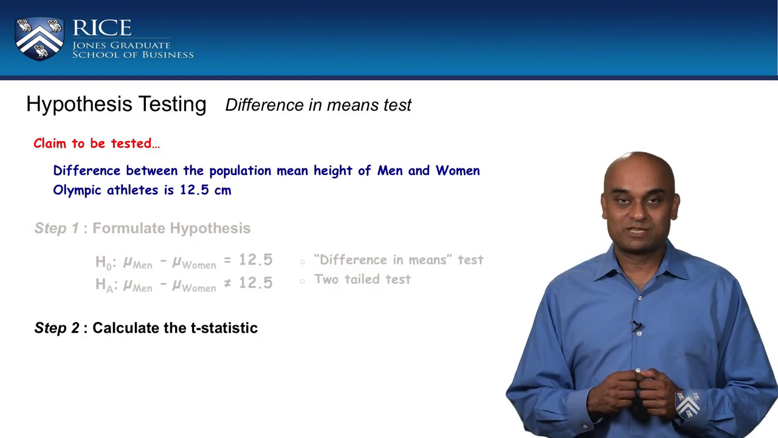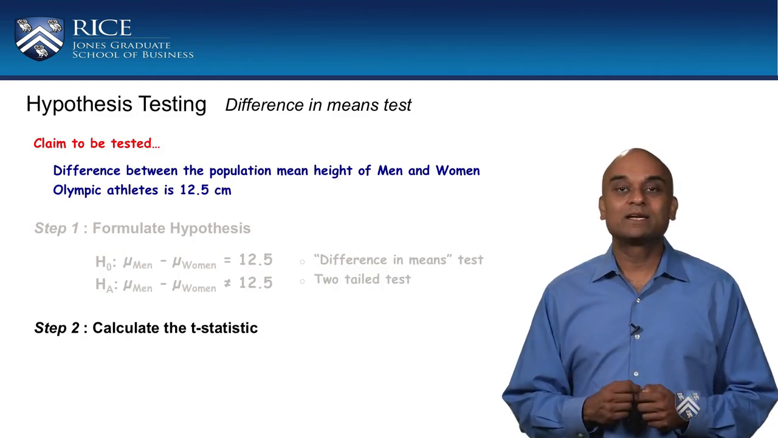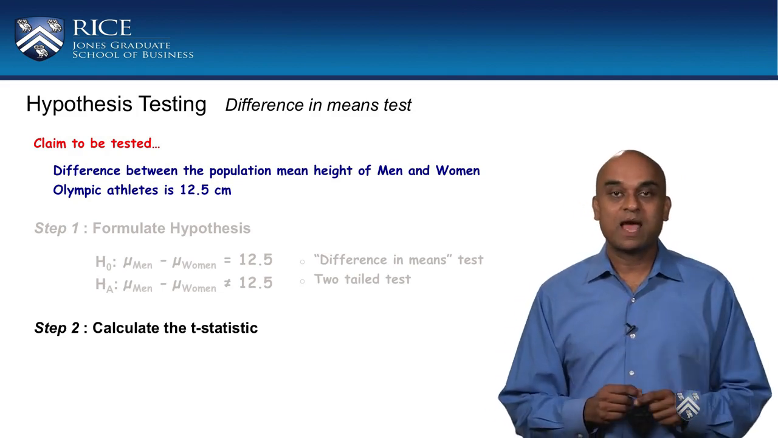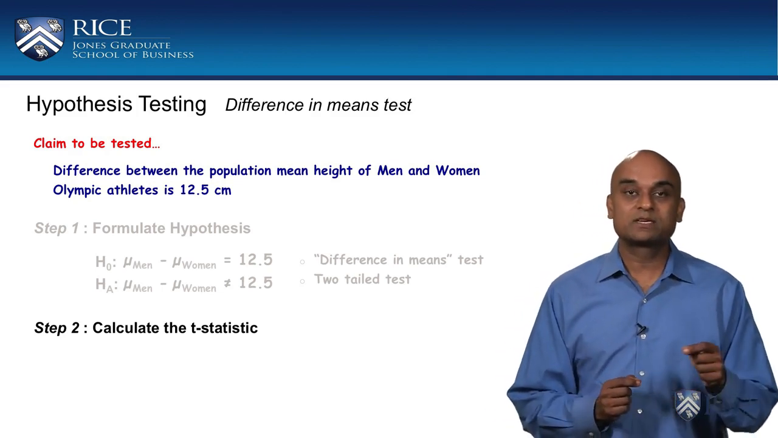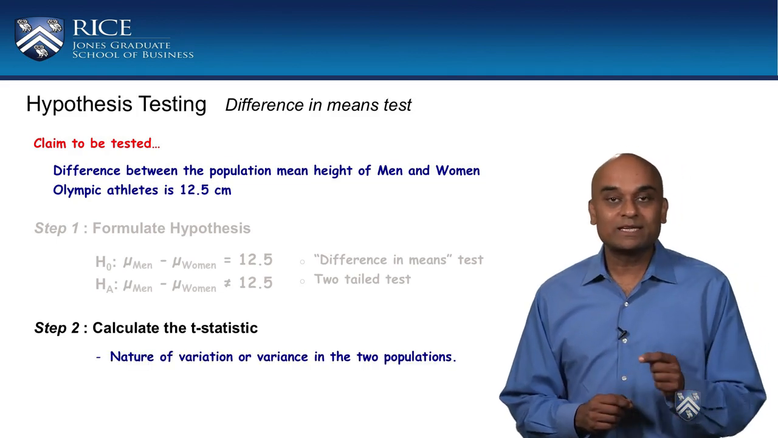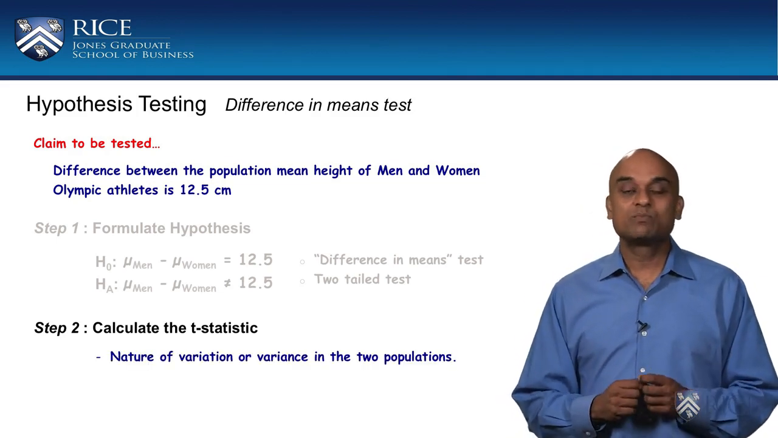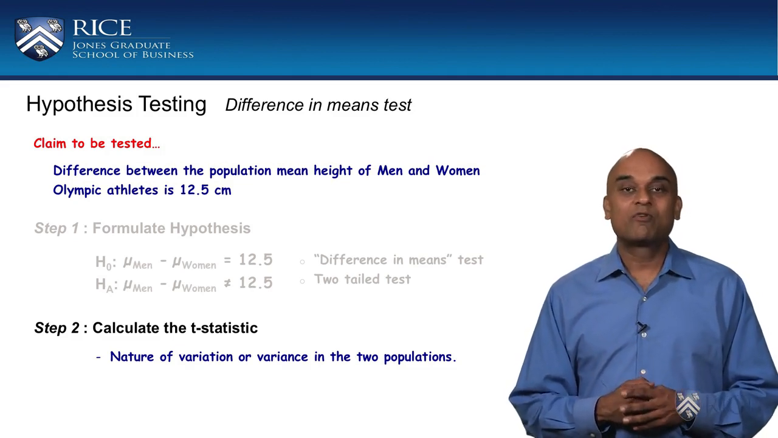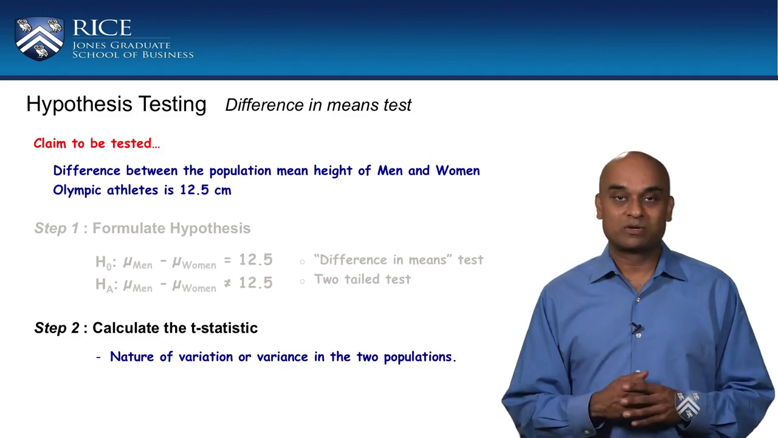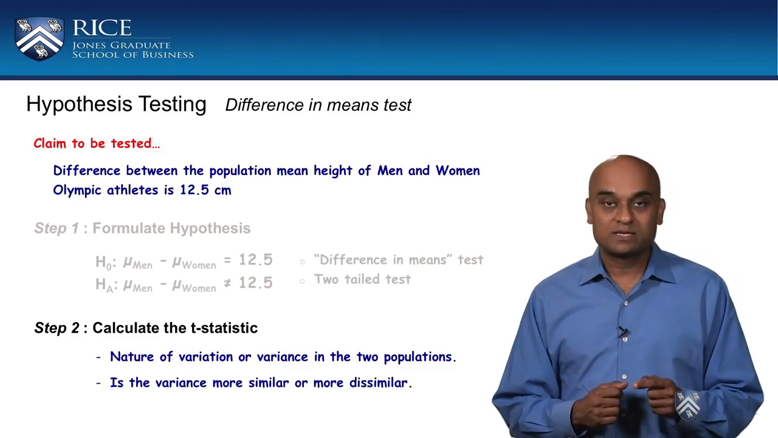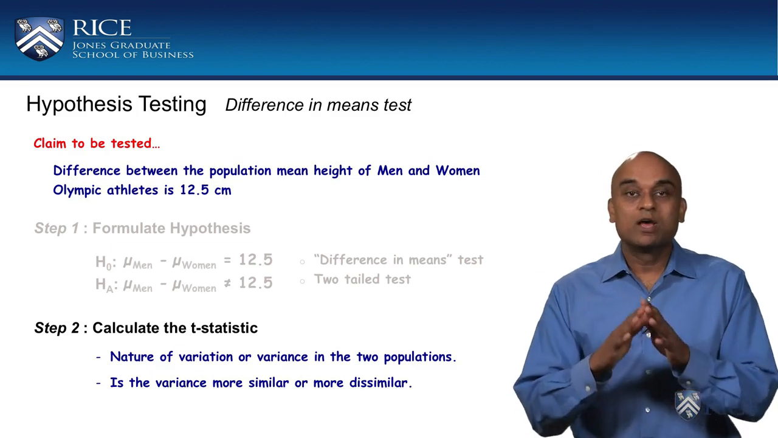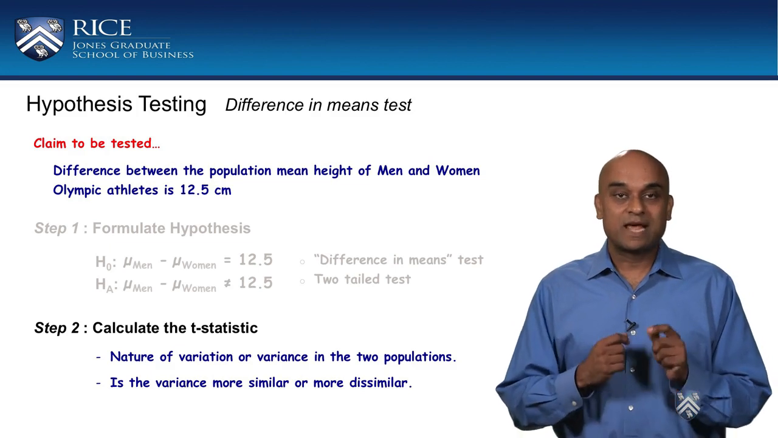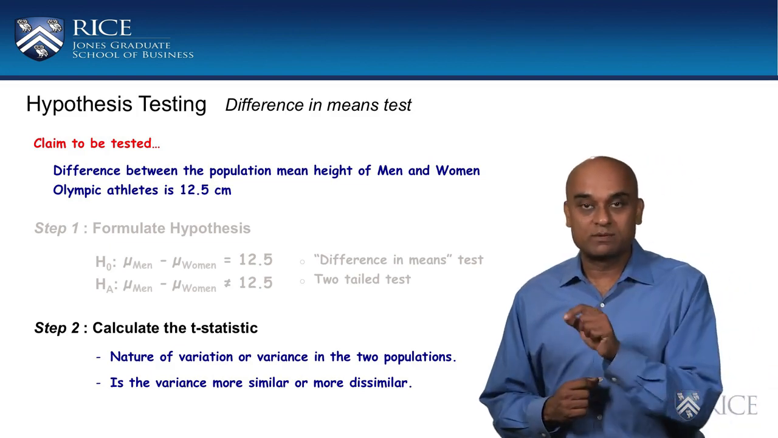Step 2 of the hypothesis test procedure is to calculate the t statistic. This is where things get a bit more complicated as compared to the single population hypothesis test. To calculate the t statistic, you first need to make a determination of the nature of variation in the population from where these two samples are drawn. In particular, we need to consider whether the variation or spread in the population data across the two populations is likely to be similar or dissimilar.